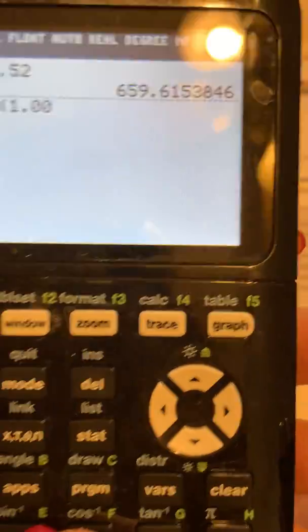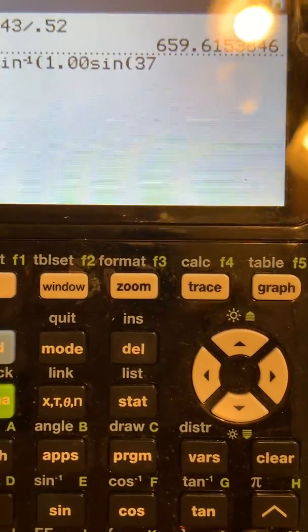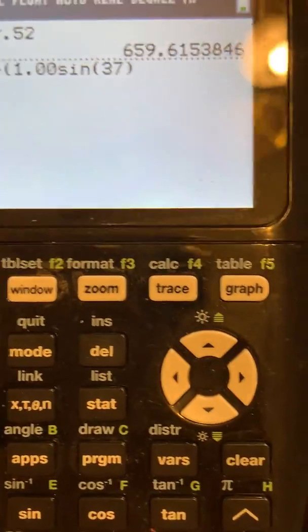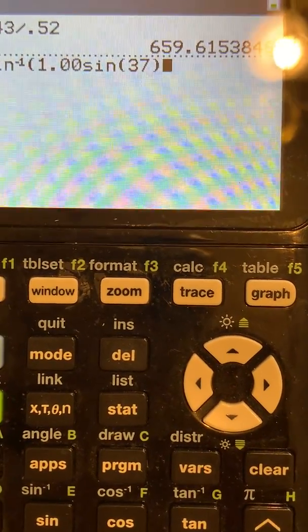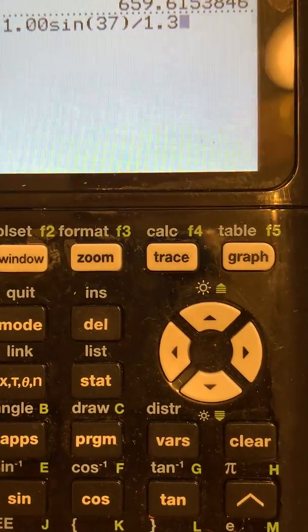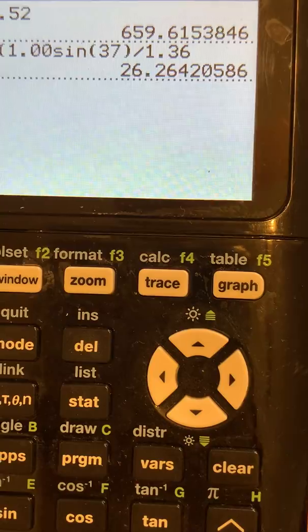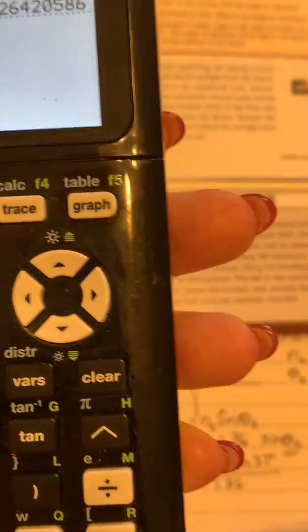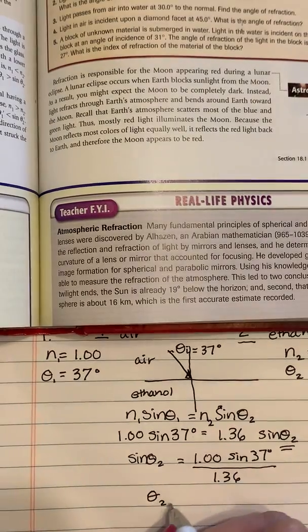Sine 37. End that parenthesis. You have to end that parenthesis, otherwise it won't do the order of operations that we're looking for. And we want to divide that by 1.36. And then I'm going to hit enter. My light's reflecting, I apologize. 26.3 degrees.